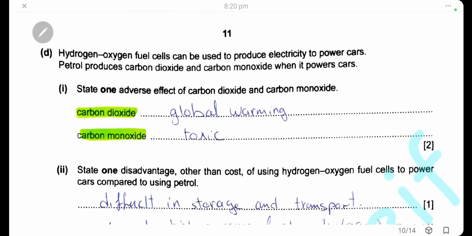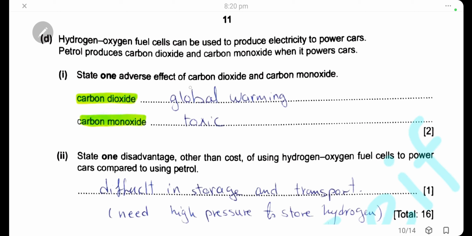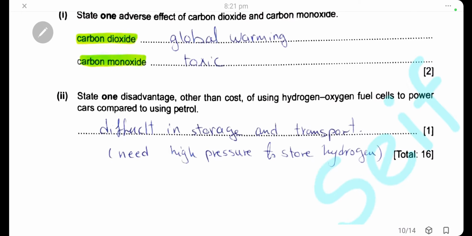Hydrogen-oxygen fuel cell can be used to produce electricity to power cars. Petrol produces carbon dioxide and carbon monoxide when it powers cars. State 1 adverse effect of carbon dioxide and carbon monoxide. Carbon dioxide produces global warming, and carbon monoxide is a toxic gas because it binds to hemoglobin, preventing it from carrying oxygen.